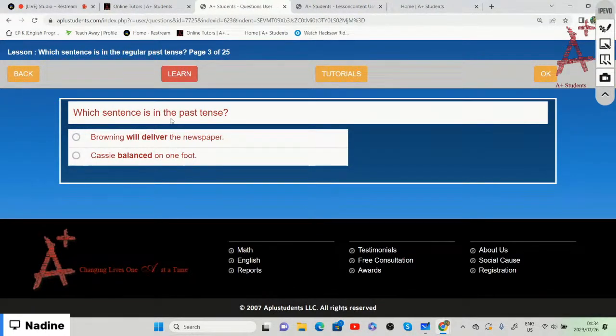Which sentence is in the past tense? "Browning will deliver the newspaper," or "Cassie balanced on one foot." We need to select the sentence that is in the past tense.